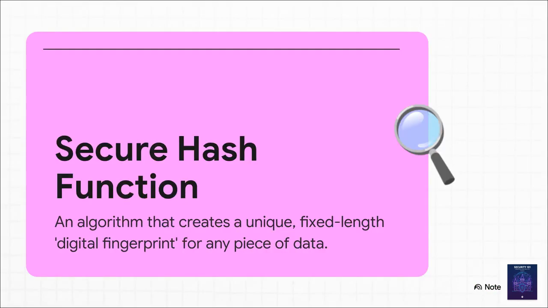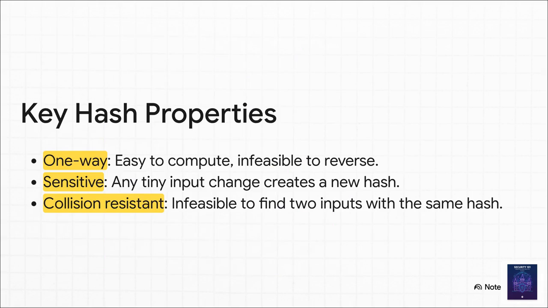The tool for this job is something called a secure hash function. It's amazing. You can feed it any amount of data, a tiny email, a huge video file, it doesn't matter, and it spits out a short, fixed-length string of characters. You can think of it as a totally unique digital fingerprint for that specific piece of data. And these digital fingerprints have some wild, almost magical properties.